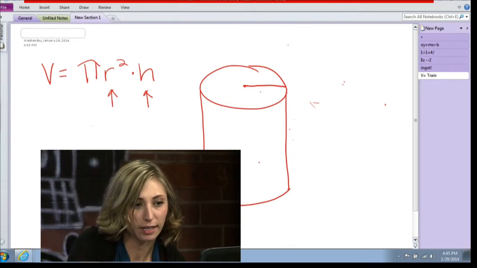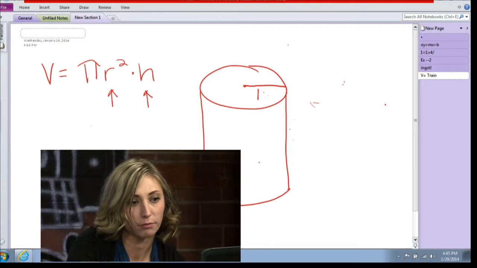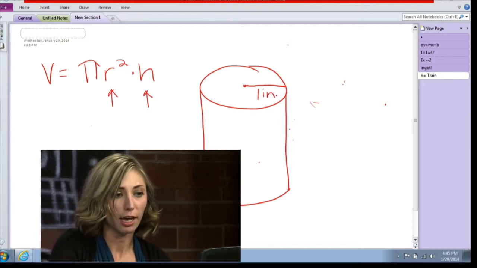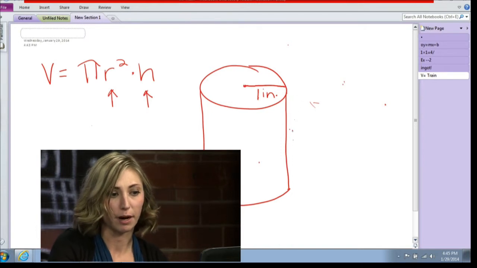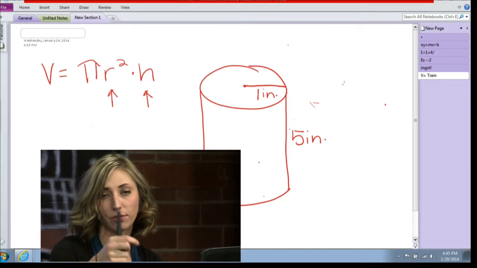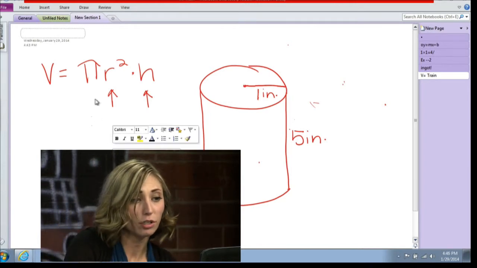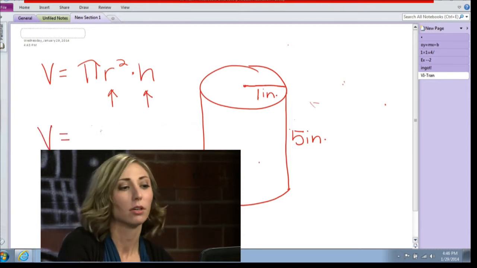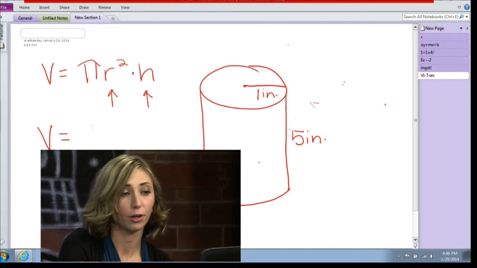And so I'm going to guess that this is a pop can. Let's say it's about one inch. So our radius is 1 inch. And then a pop can is maybe about 5 inches tall, maybe 6 inches. So we need to know that height, and you need to know the radius from the center to the edge. Once you know those two things, you're just plugging in your values for the radius and for your height and multiplying them together to find your answer.